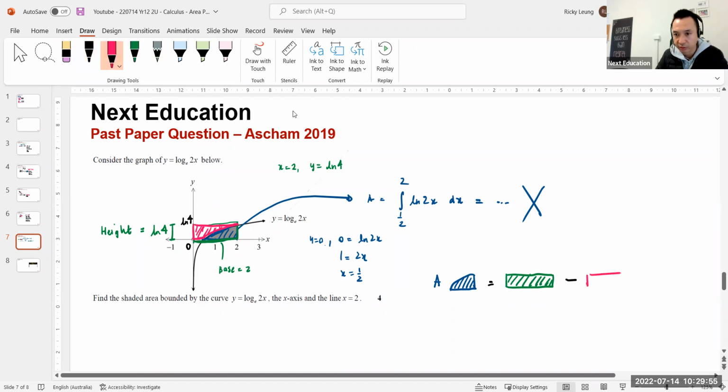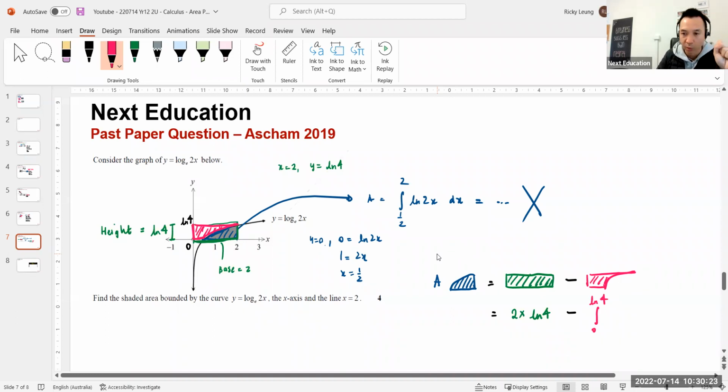area of, let's try to draw this. Not very nice. The pink, right? Pretty straightforward. Now, the green is easy. Base times height. So that is quite simply 2 times ln4. Done. Job done. Minus. Now the pink. We know the limits already, right? It's 0 to ln4.